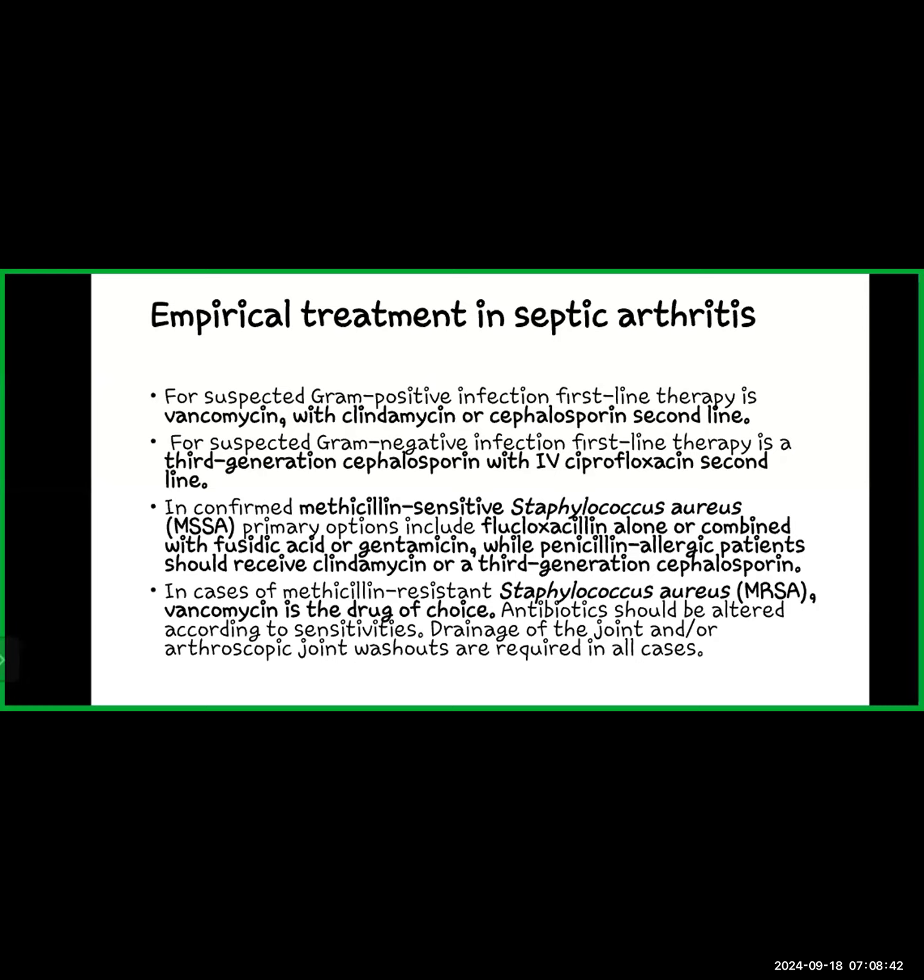In confirmed methicillin-sensitive Staphylococcus aureus, primary options include flucloxacillin alone or combined with fusidic acid or gentamicin, while penicillin allergic patients should receive clindamycin or a third-generation cephalosporin. In cases of methicillin-resistant Staphylococcus aureus, vancomycin is the drug of choice. Antibiotics should be altered according to the sensitivity results we get.